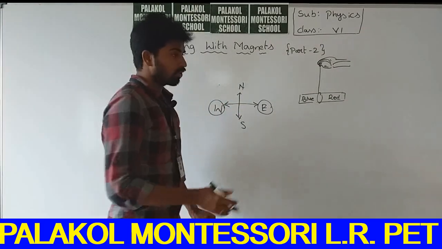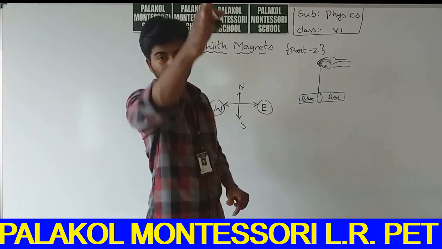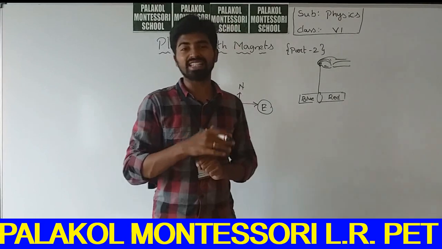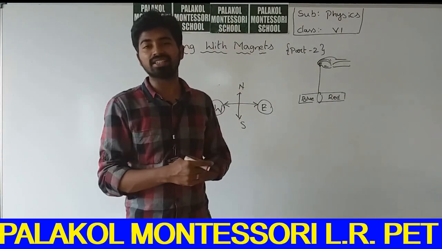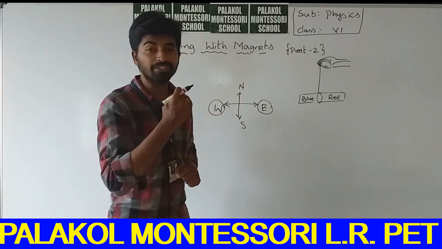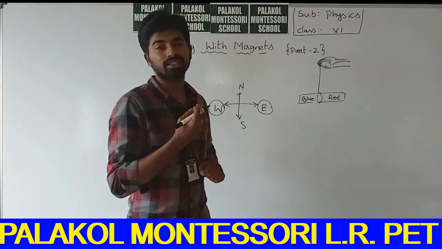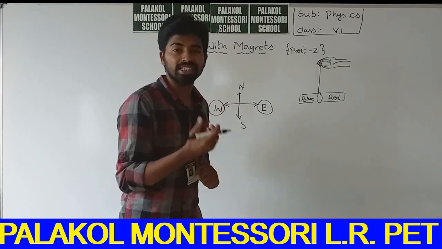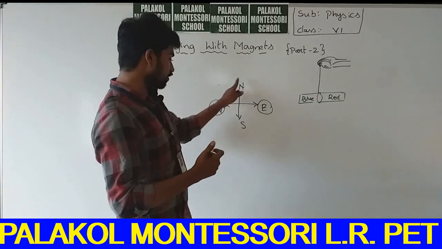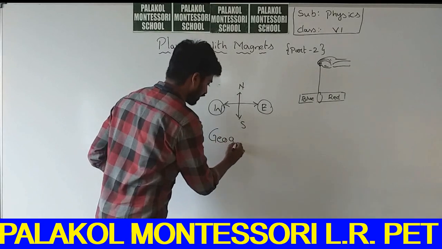So what are the directions? East, west, north, south. These are the geographical directions. Geo means earth. The directions on the earth are called geographical directions.